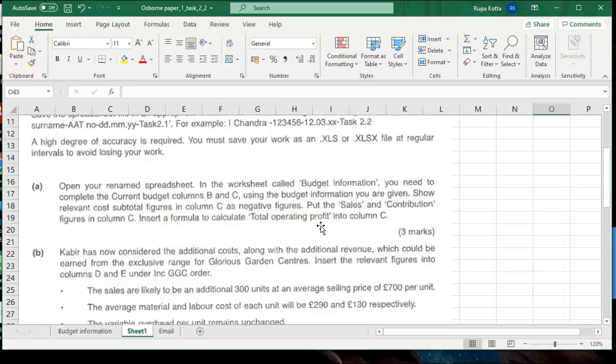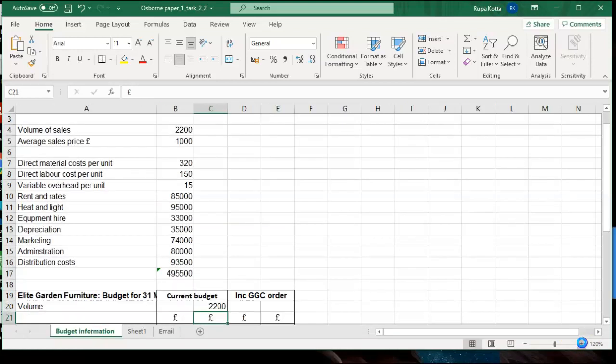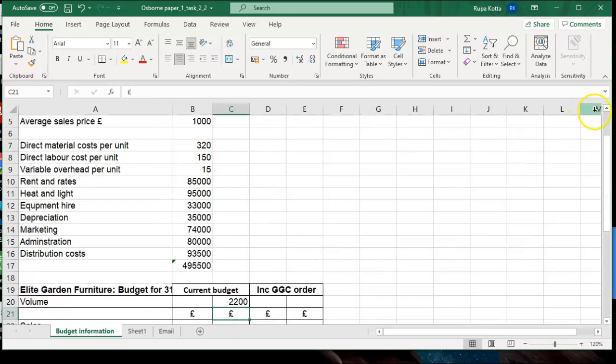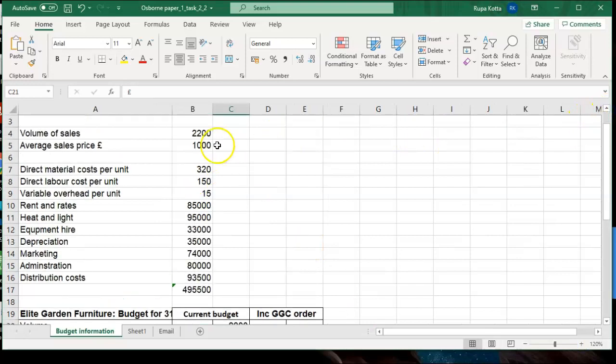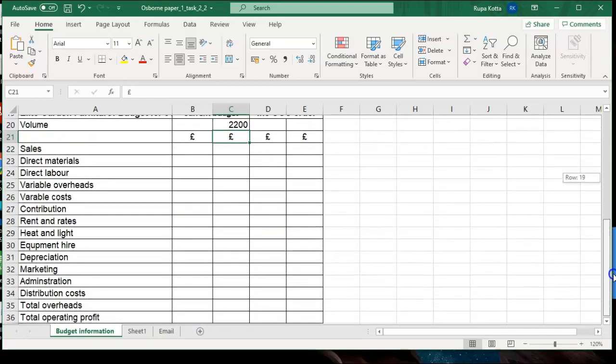So they want you to complete the budget information in columns B and C. So let's look at columns B and C. We have this budget information given to you here. We have the number of units sold, sales price of the unit, material cost, labor cost, variable overhead cost, and so many other fixed costs given to you. They want you to calculate the operating profit and various other things.